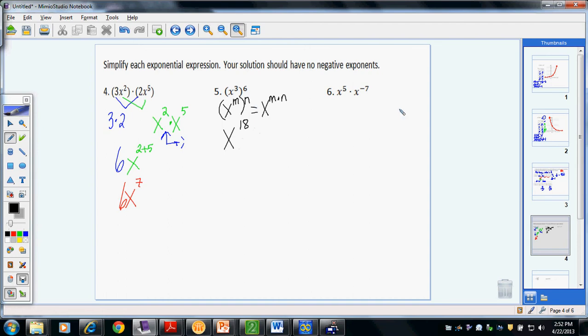Okay? Again, looking at this right here, because I have the same base, I can go back to the rule that I used right here, and I will add my exponents, x to the 5 plus negative 7. 5 plus negative 7 is equal to negative 2. Okay, now again, remember, because I have this negative exponent right here, I have to simplify it by taking the reciprocal of the base. The reciprocal of x is 1 over x, and I will make my exponent positive.